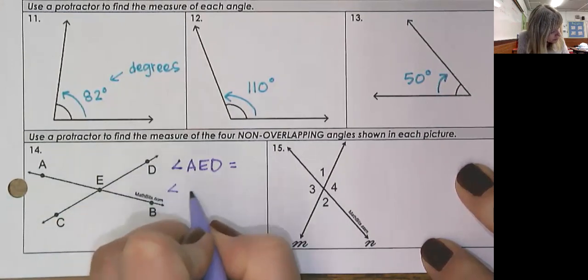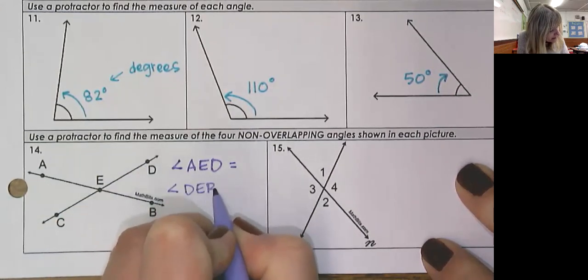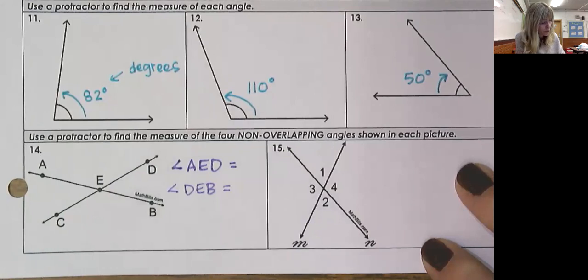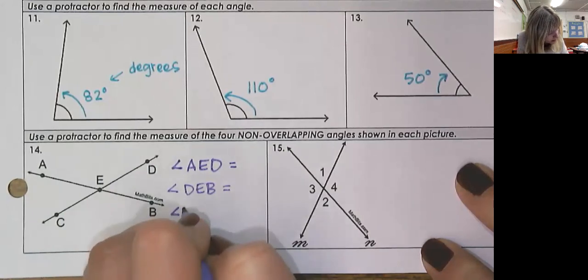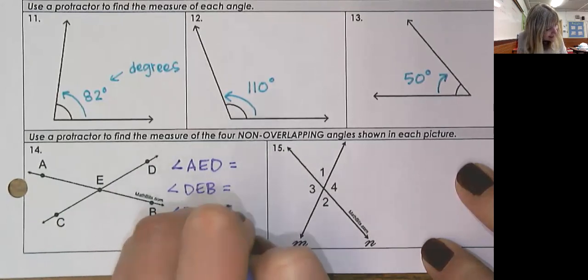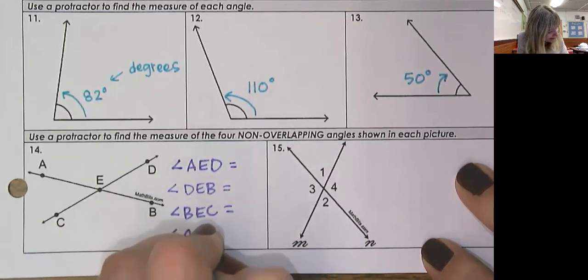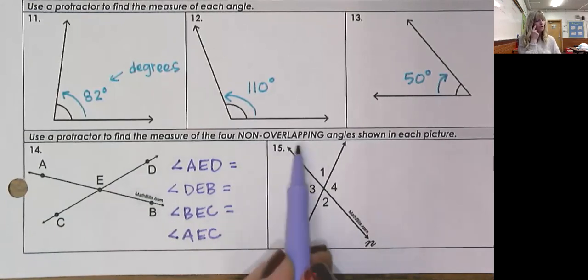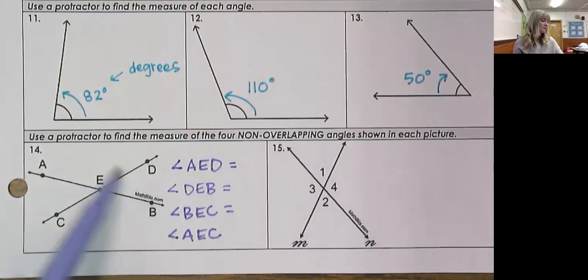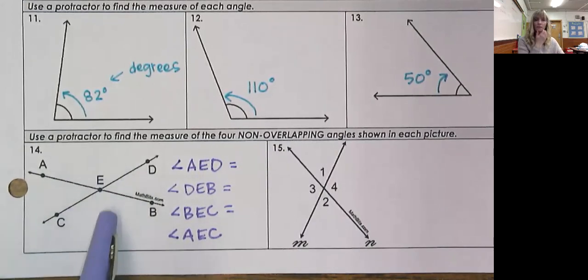We're also going to do DEB, follow the letters and find that in the picture. We're also going to do BEC, and we're also going to do AEC. That's what they mean by non-overlapping angles, because I have some that cross over each other. But do you see how there are really 1, 2, 3, 4 main angles? If you take 2 lines and cross them, that's what you're going to get every time, 4 main angles.